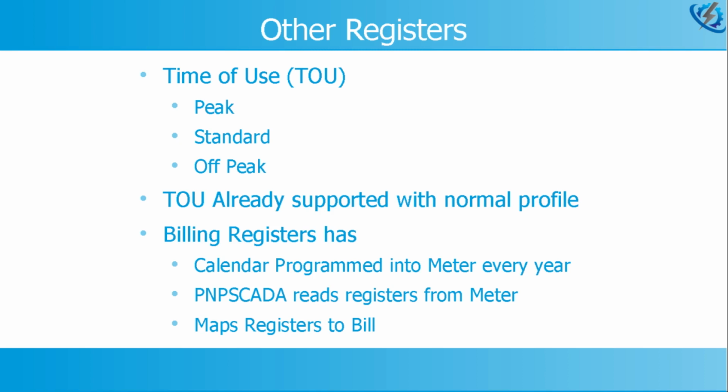However, in some cases the municipality wants the meter to keep track of peak, standard, and off-peak. So there will then be a subset of the E1 total register for peak, and a second one for standard and a third one for off-peak. These billing registers can then be read from the meter and used in billing.